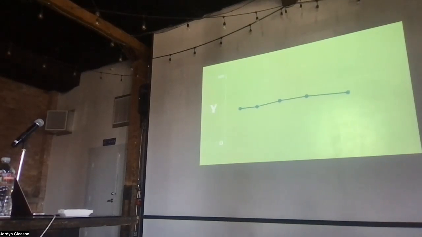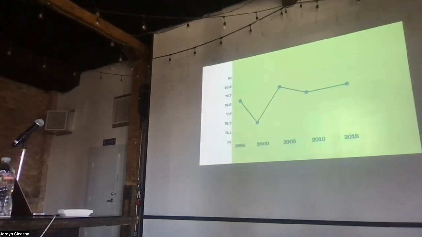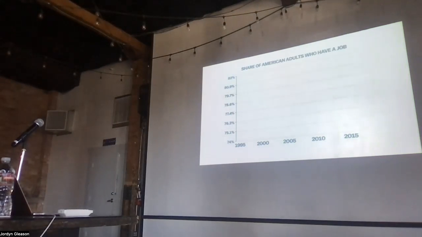Sometimes you need to fiddle with the y-axis to tell a story. So for example, right now, the share of American adults who have a job has fallen to a generation low. This is a really big deal. But if you chart this data with the y-axis at 0, you can't see the change at all.